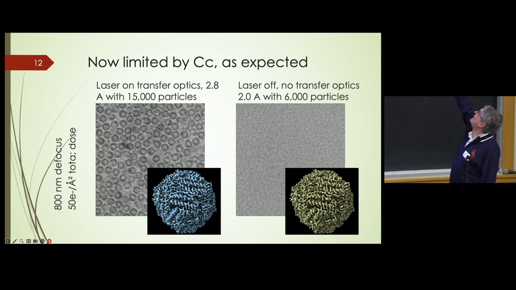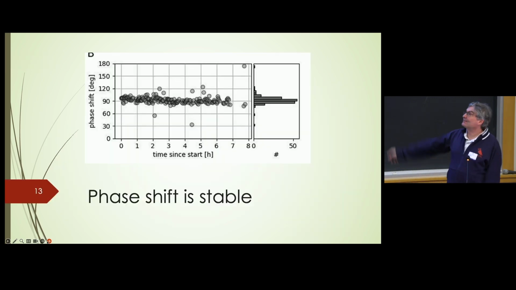Comparison with the laser off gets a better resolution because here we could turn the transfer lens off and get rid of the chromatic aberration. Okay? But basically it works. The good news is the phase shift was found to be ridiculously stable. So over 10 hours, it doesn't show any systematic drift. It doesn't show a lot of variation.